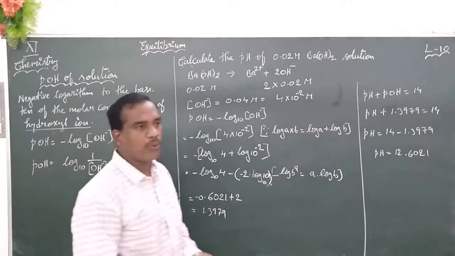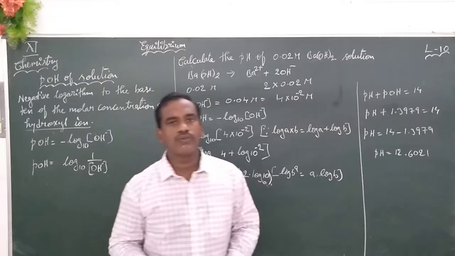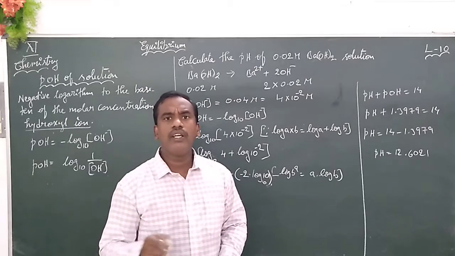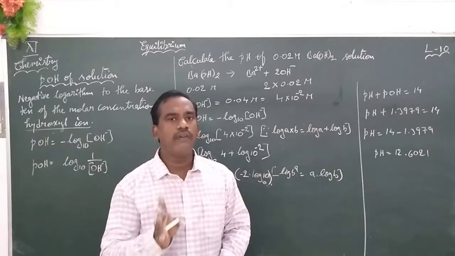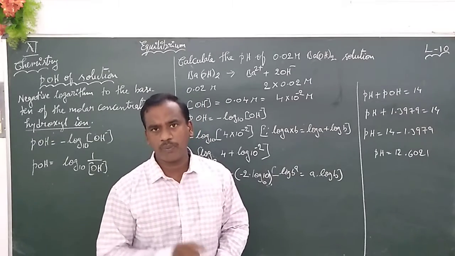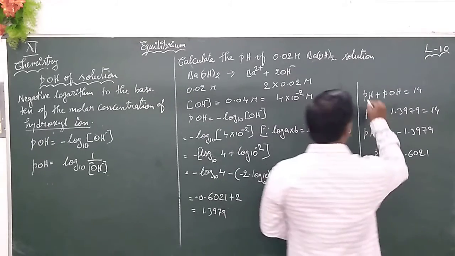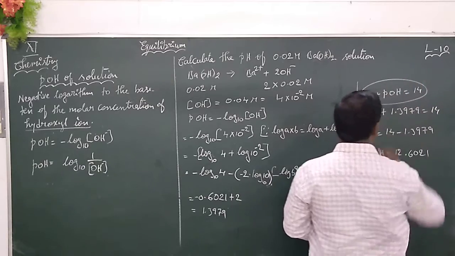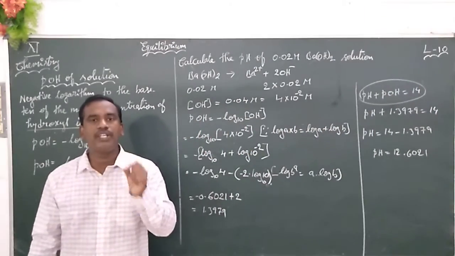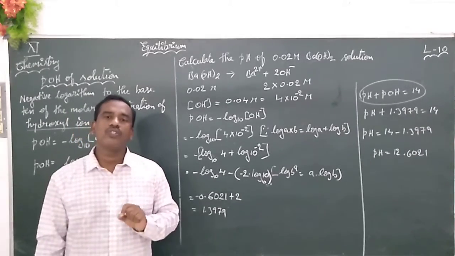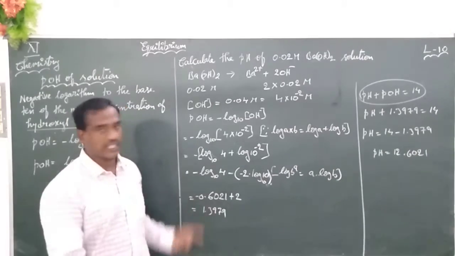Don't forget one key point, students: the pH and the pOH together, when we combine them, will be equal to 14. That is the main key point. What is the key point? The pH and the pOH, when you add them to each other, that value must be equal to 14. Then only we can solve any problems of this kind.